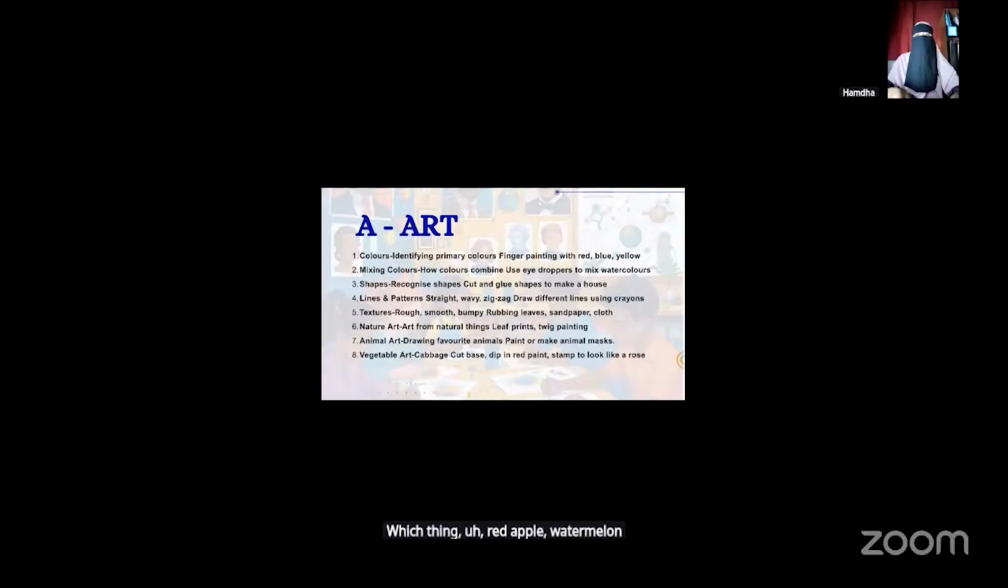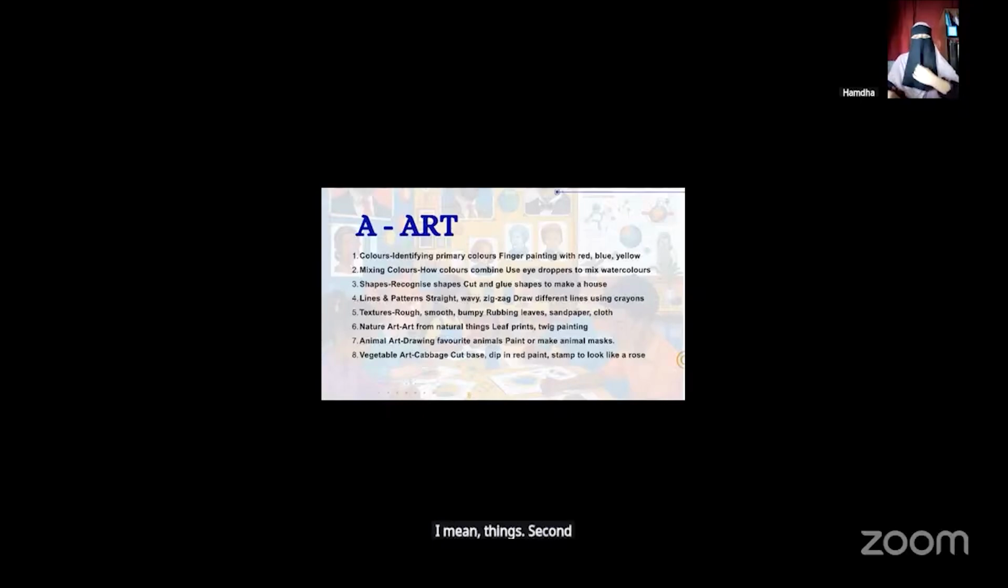We want to give the example. What is this color? Blue. Then we ask children, which things are blue? Sky, fish. Then the children will understand two things here. One thing is colors, and the other thing is that color in things.